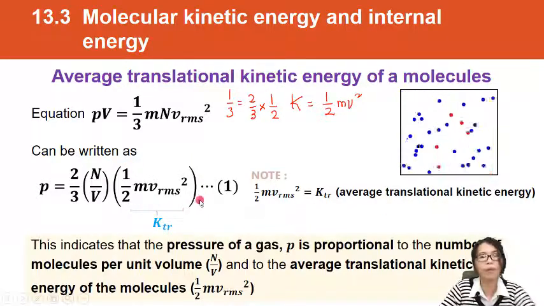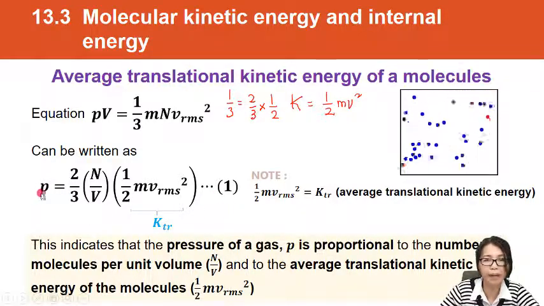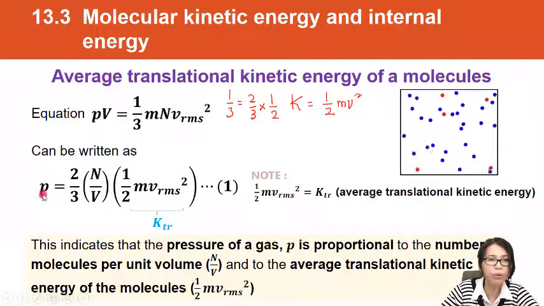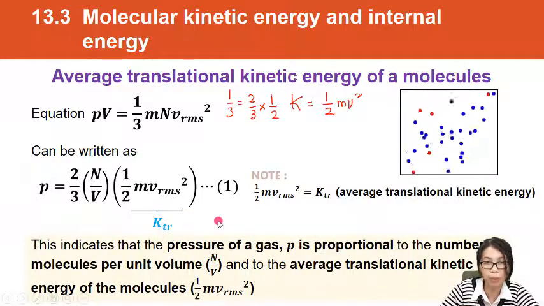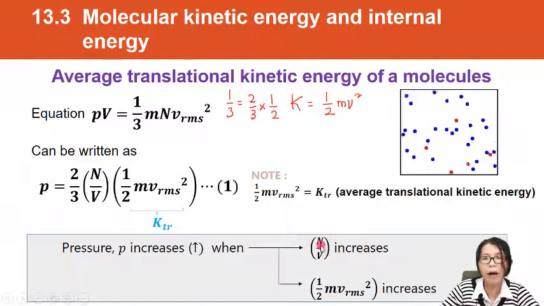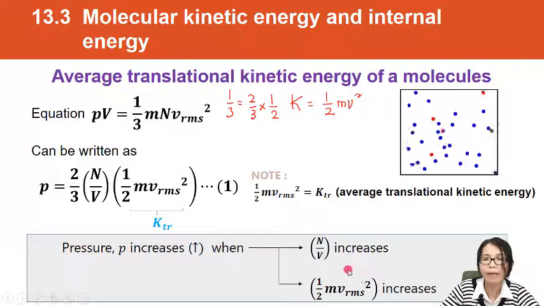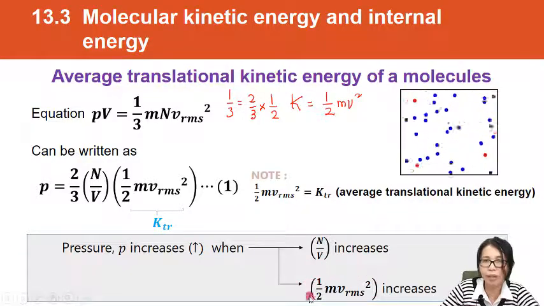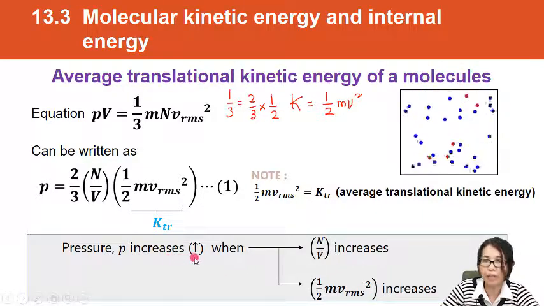Alright, so from the above equation 1, you can see very obviously that the pressure of the gas is proportional to the number of molecules per unit volume and also proportional to the translational kinetic energy of the molecule. It means that our pressure will increase when the number of molecules per unit volume increases, or if the average translational kinetic energy of a gas molecule increases, then the pressure of the gas will increase.